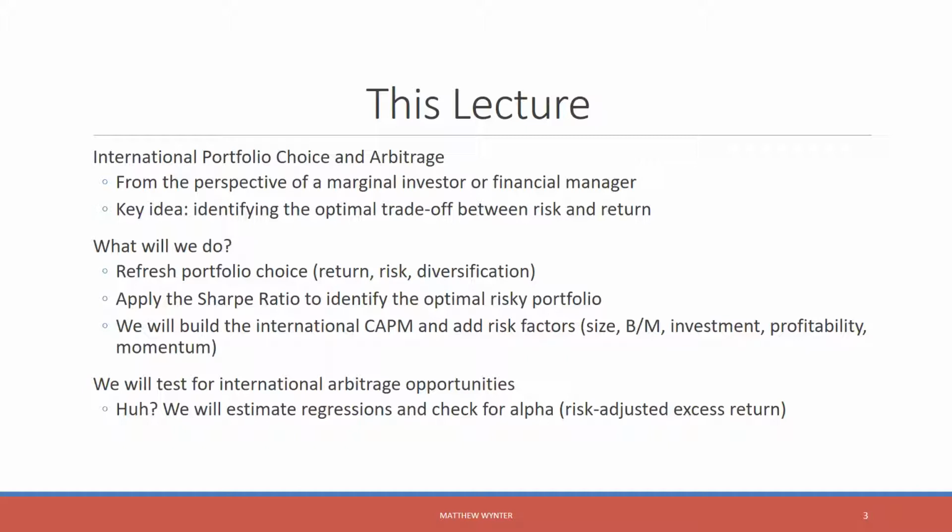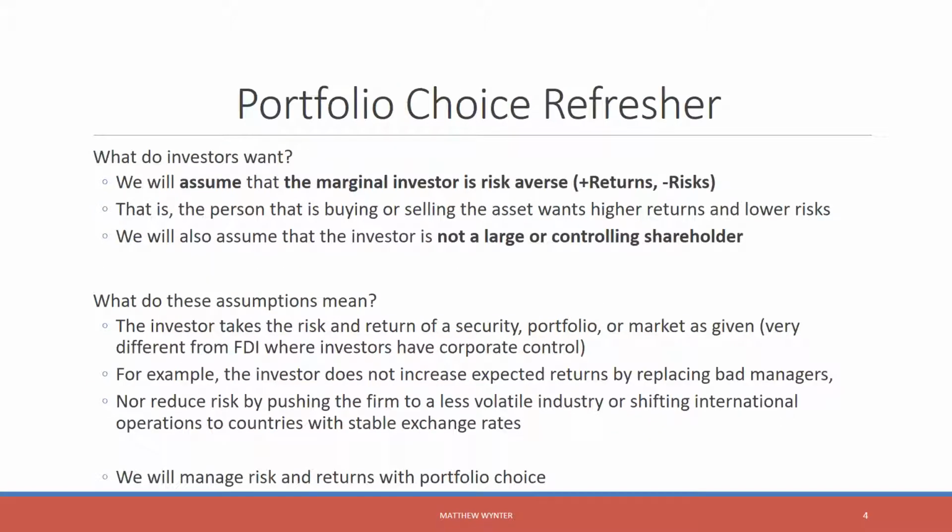What will we do? First, we're going to refresh portfolio choice. So we'll talk quite a bit about return, risk, and diversification. We'll apply the Sharpe ratio to identify the optimal risky portfolio. We'll build the international CAPM. We'll add risk factors: size, book to market, investment, profitability, and then we'll test for international arbitrage opportunities. We'll estimate regressions and check for alpha and basically use regression coefficients to figure out what a fund manager, or what might be inside of a portfolio.